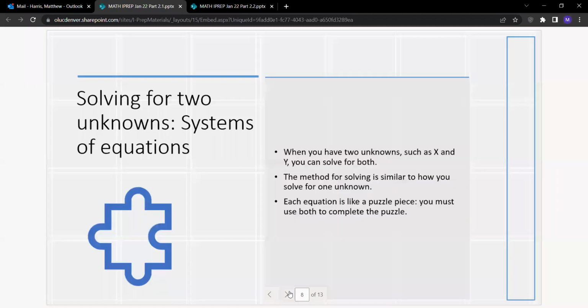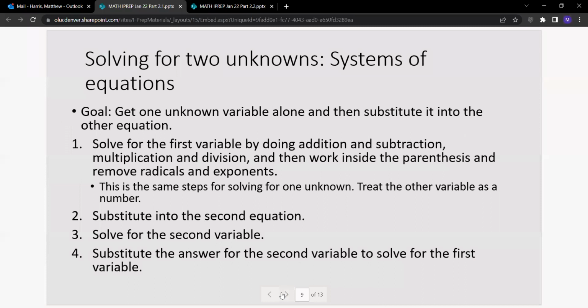So now let's talk about solving for 2 unknowns. We have how to solve for x, but what if we have an equation with x and y? So when you have 2 unknowns, you can solve for both, but you can only do this if you're given 2 equations. And you'll see what that looks like in just 1 second. So the method for solving is very similar to how you solve for 1 unknown. Each equation is like a puzzle piece, and you must use both to complete the puzzle.